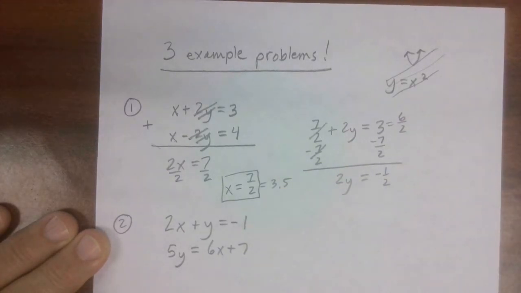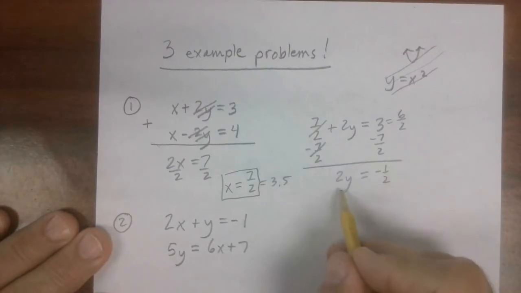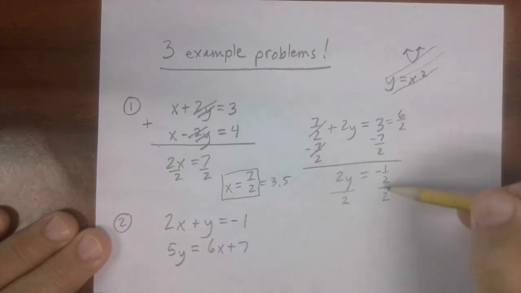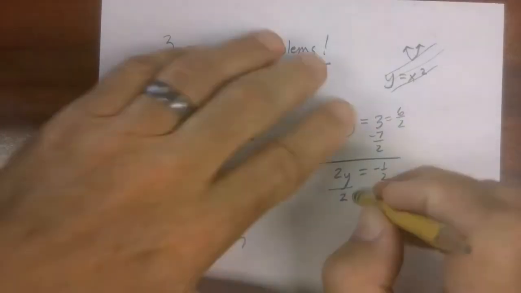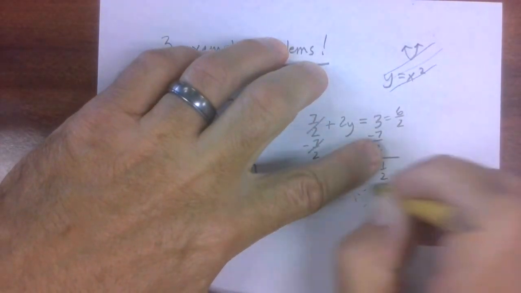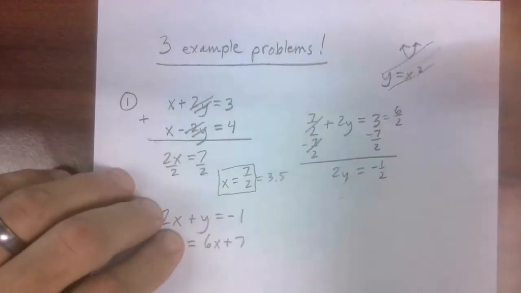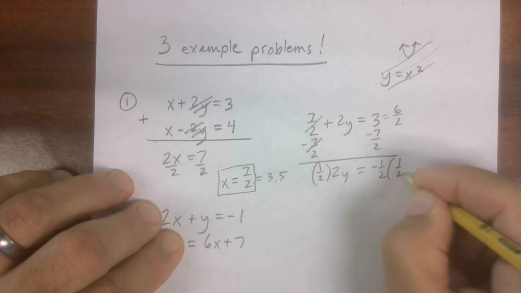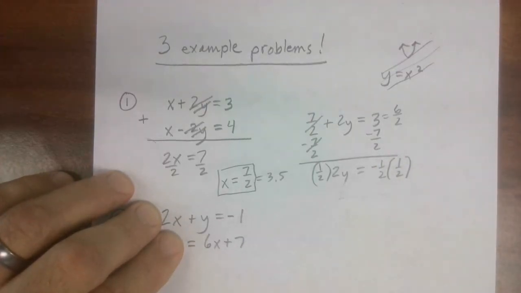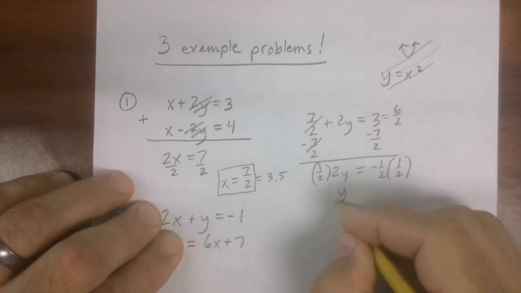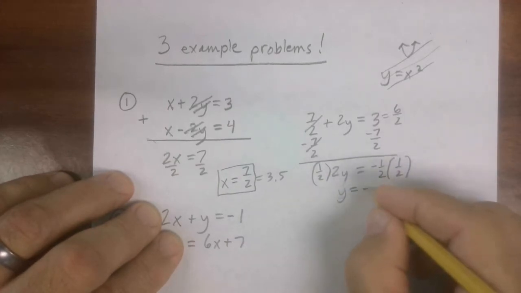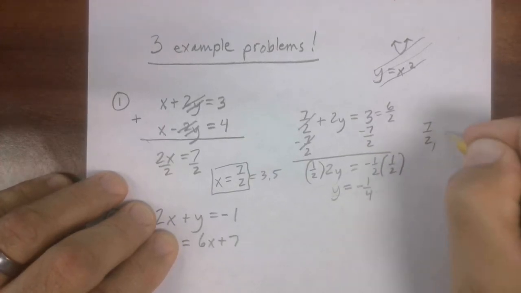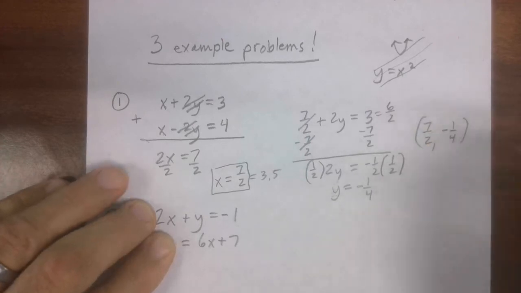Now, I'm glad I actually have this situation because a lot of students would say, you know what, I'm going to divide by 2, and they'd get really confused here. So my recommendation is instead of dividing by 2, it's the same thing as multiplying by a half. And then you can just recognize what to do. So this times this is just y. And then negative a half times positive a half is negative 1/4. So my answer would be 7 halves, comma, negative 1/4.